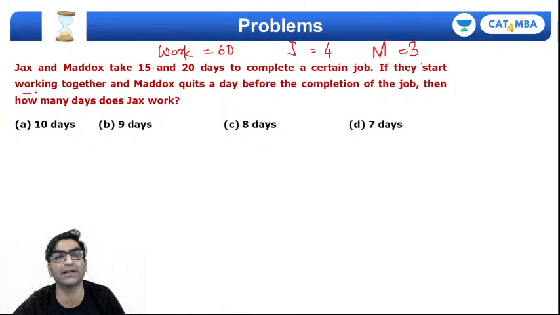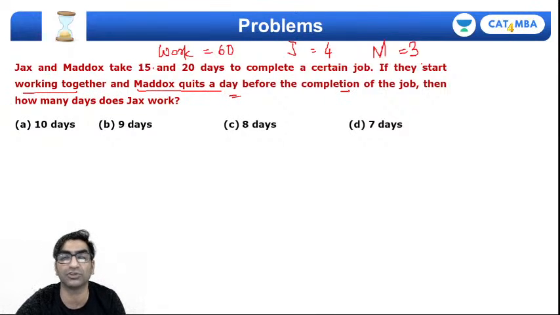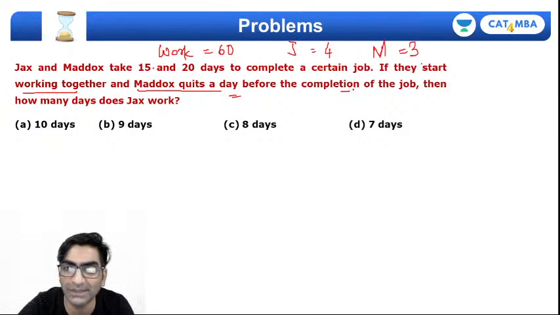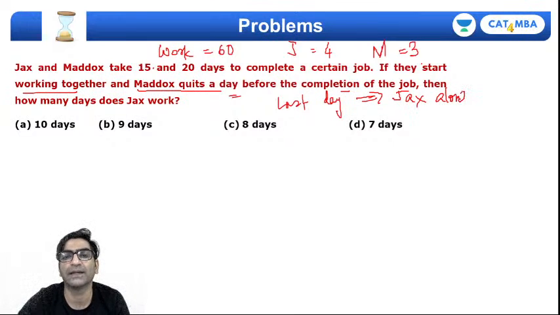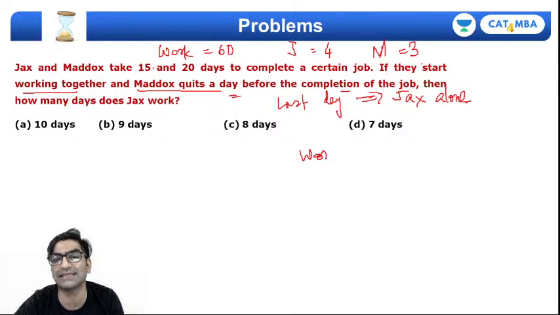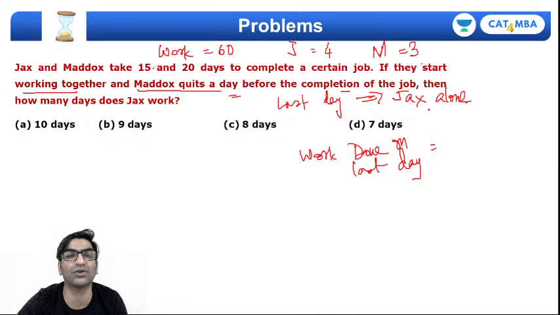They start working together and Maddox quits 1 day before completing the job, right? Which basically means last day, who works? Maddox is quit, so Jack's alone, right? Which means work done in the last day. Work done on last day. कितना work करेंगे? So this is Jack's alone, which means he works at 4 units per day for 1 day.